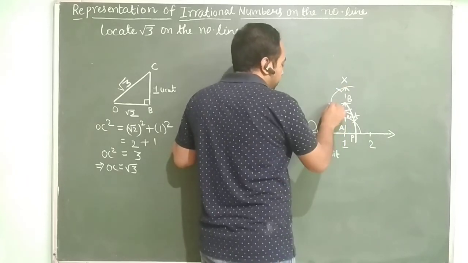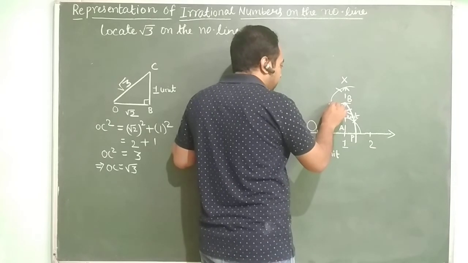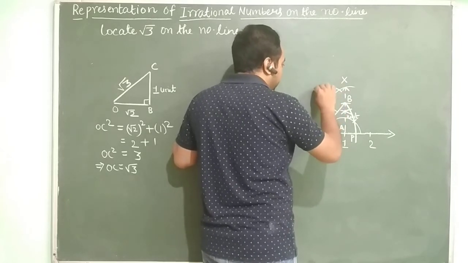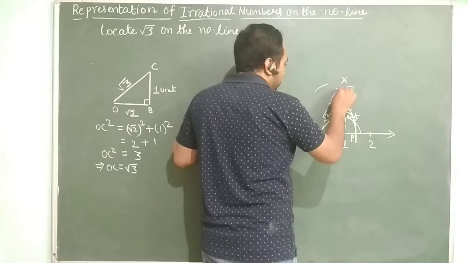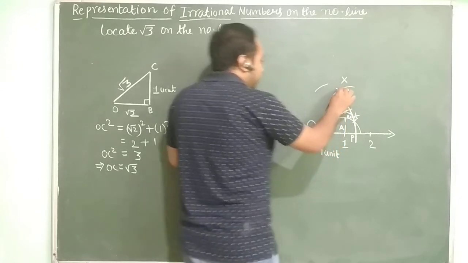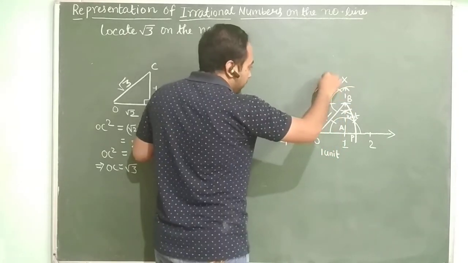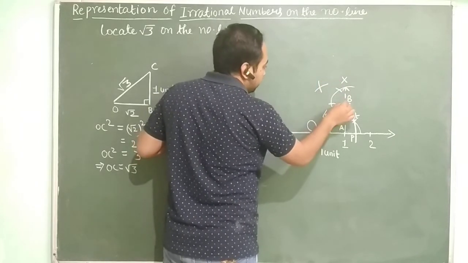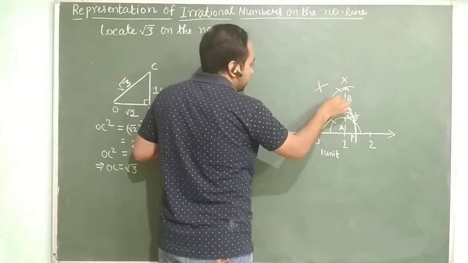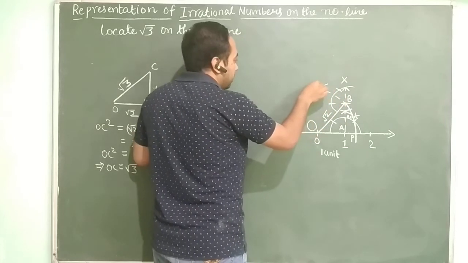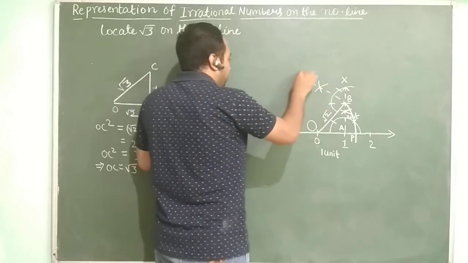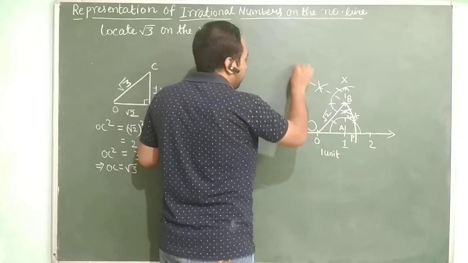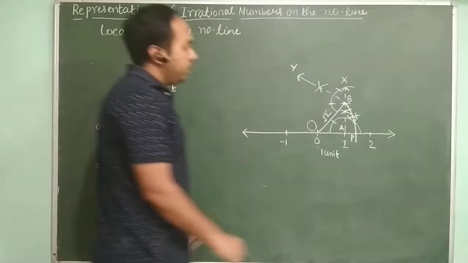Then again placing the needle of the compass at this point, cut an arc over here. Then placing the needle of the compass at this point, cut an arc over here like this. Then इसको ऐसे join कर देते हैं. This is your ray BY.